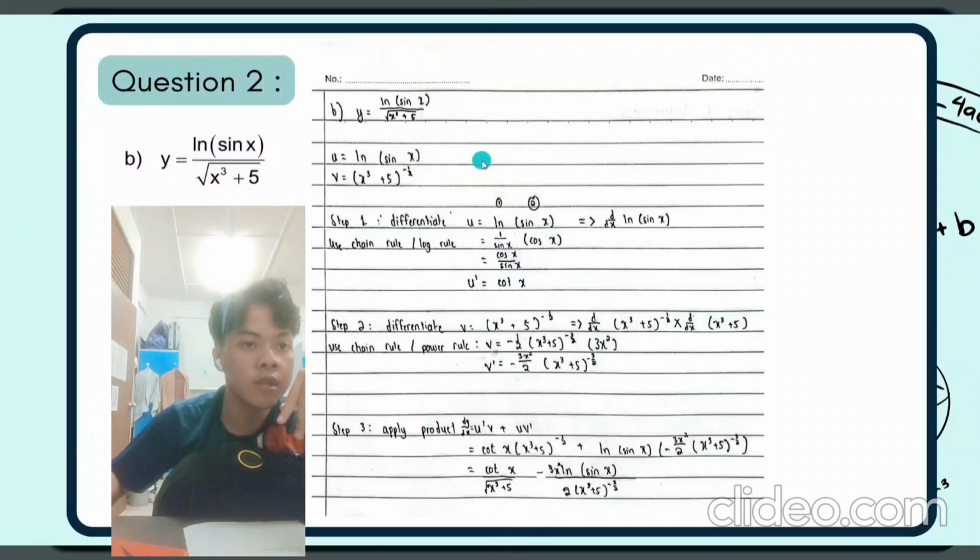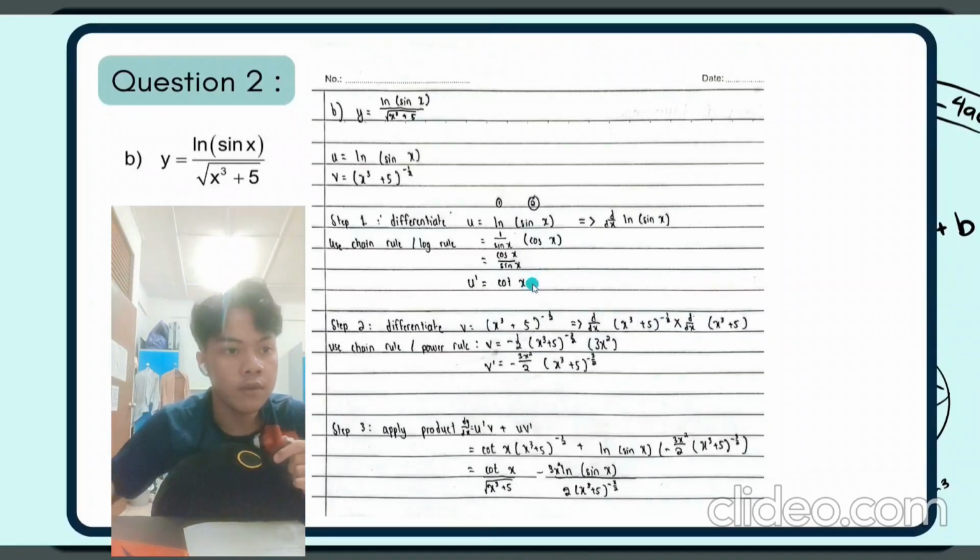We need to differentiate it, and ln sin x becomes 1 over sin x times cos x, because they have two parts here, ln and sin x. If we differentiate both of them, we get cot x, because cot x equals cos x over sin x. Step 2, we need to differentiate the value of v.